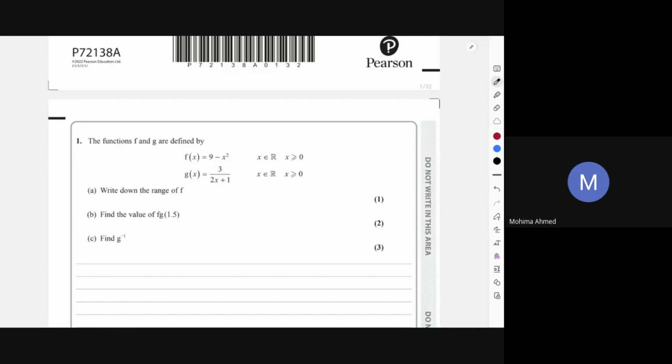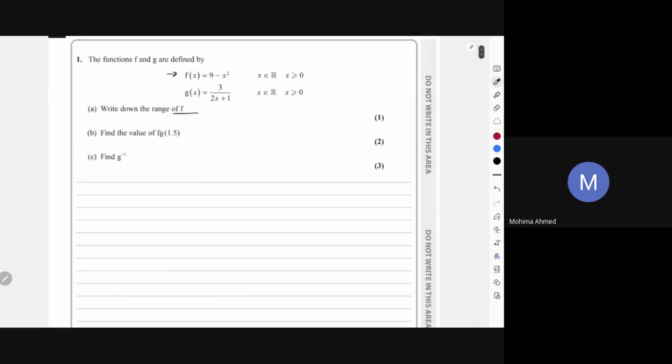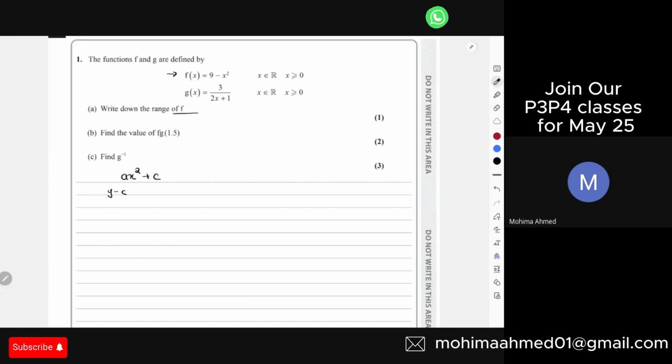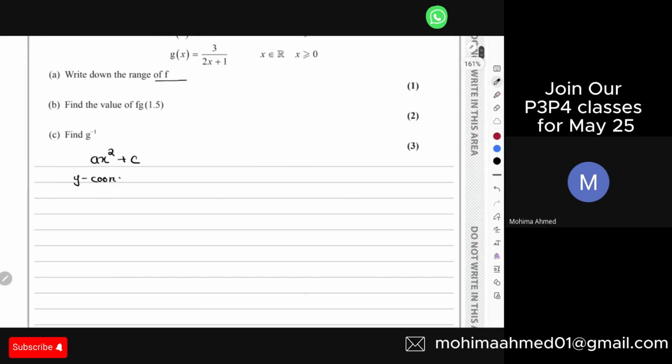Over here, they're asking you to write down the range of f. In this equation, this is a quadratic equation, right? We already know that if the quadratic equation is given in the format of ax squared plus c, then your turning point's y coordinate, doesn't matter if it's the maximum or minimum turning point, is going to be c, right? So over here, we got the y coordinate of the turning point. I'll just write TP, turning point, that is going to be c, whatever the value of c is.